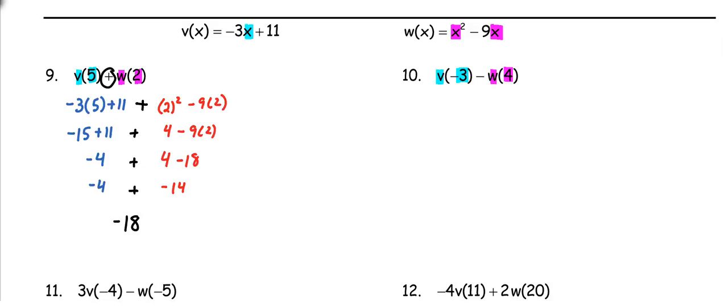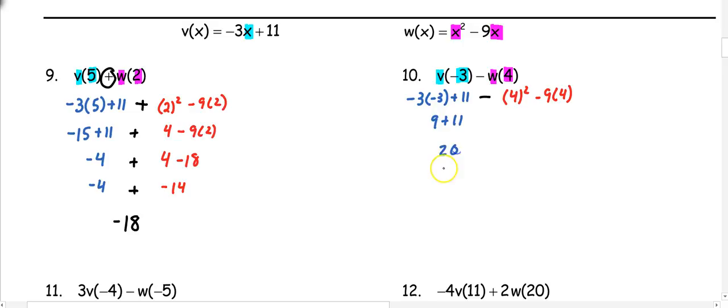So in number 10, I have a v equation for negative 3 of x, and a w equation where I'm using 4 for x. So I'm going to rewrite each equation, negative 3 times negative 3 plus 11 for the blue equation, minus, and then my pink equation or the w equation, 4 squared minus 9 times 4. I'm going to go through and individually solve each of them. So negative 3 times negative 3 is 9, plus 11 gets us 20. And in the red equation, 4 squared is 16, minus 9 times 4, which is 16 minus 36, which is negative 20.